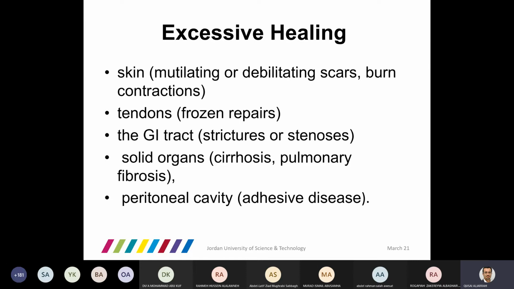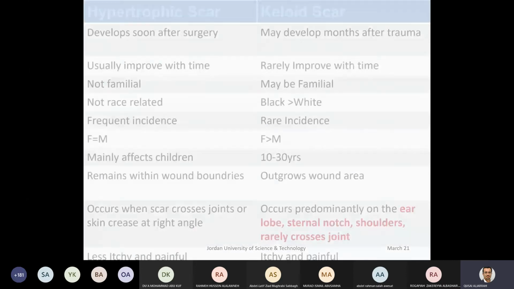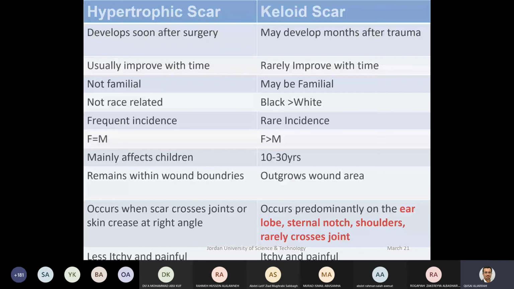أو إذا بنعمل surgery على التندونز، العظام، يعني أطباء العظام الأورثو بيعملوا surgery على tendons, they get frozen repairs اللي هي part of adhesions. GI strictures or stenosis, cirrhosis in the liver, pulmonary fibrosis, or contractures in burn patients. So excessive scarring or abnormal scarring. الاشي اللي بدي تعرفوه فيهم هذول، في عنا امثله عليهم اللي هو الهايبرتروفيك سكار والكيلويد سكار.